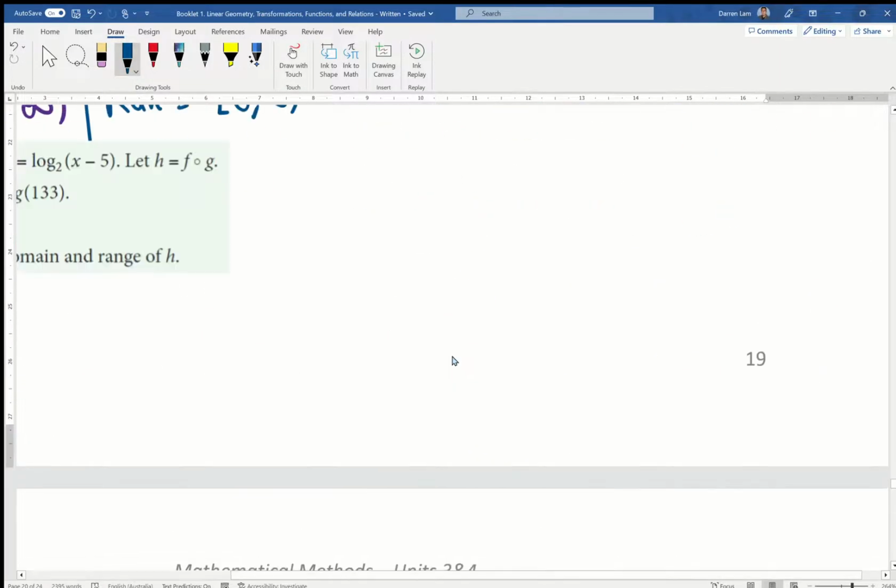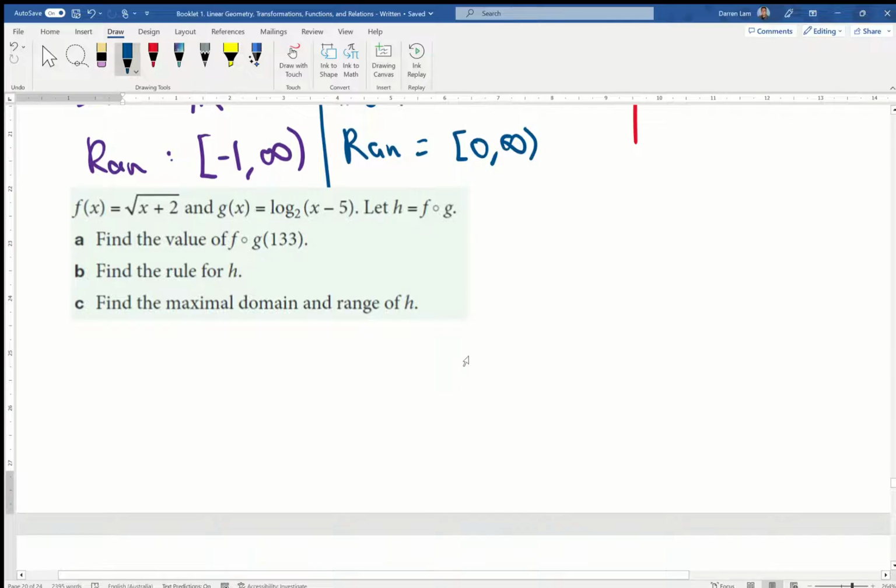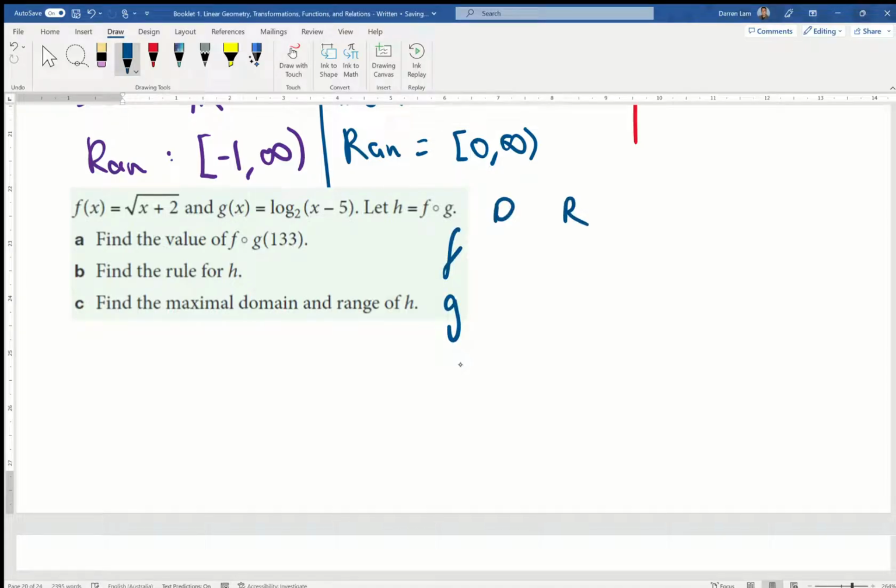Let's look at this example here. For f of x equals root x plus 2 and g of x equals log base 2 of x minus 5, let h equal f of g. I'm going to ignore question A because I'm sure you guys can do that. But for B, we find the rule of h and we find the maximal domain and range of h. Now, the first thing I'm going to do is draw up that table for f and g. I'm just going to write d for domain, r for range.